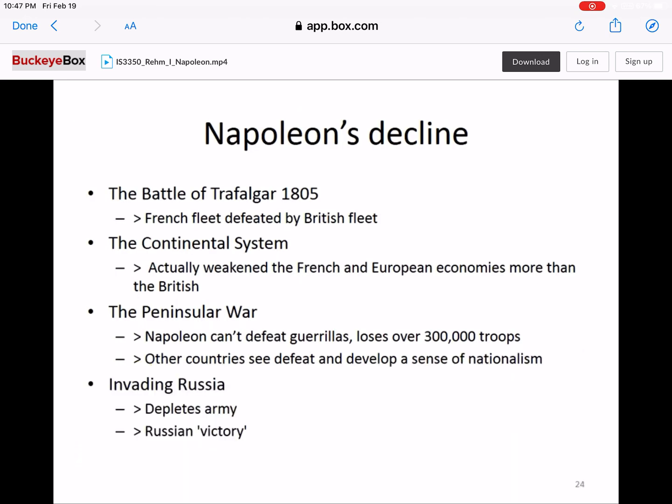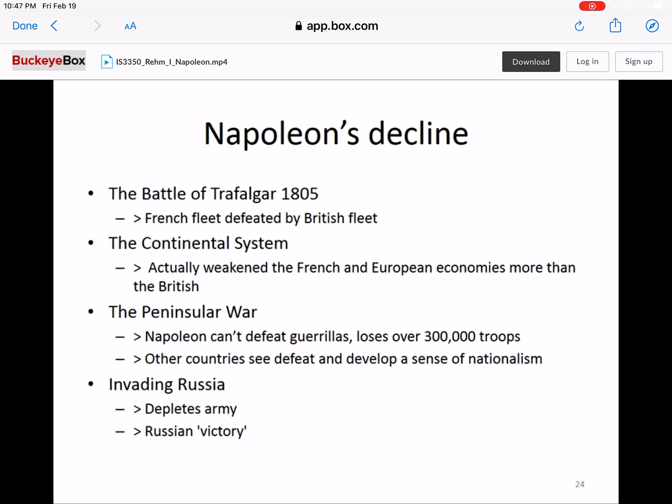The invasion of Russia clearly is a turning point for Napoleon, but it's not the only reason for his decline or the decline of the French Empire. There are several events, starting with the Battle of Trafalgar, in which the French fleet is defeated by the British fleet, making it impossible for Napoleon to militarily threaten England, which is why he devises the continental system, the blockade of British goods. But that system actually weakens the French and European economies, and it hurts them more than it hurts the British ones, because the British Empire has lots of markets overseas.